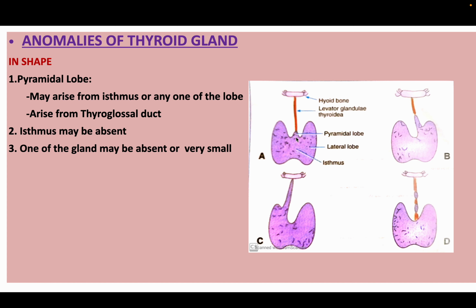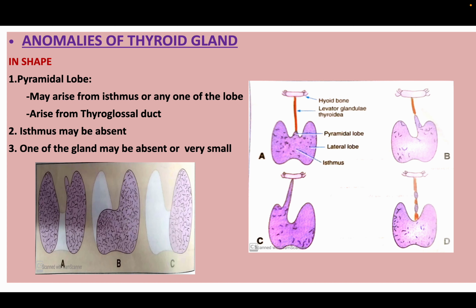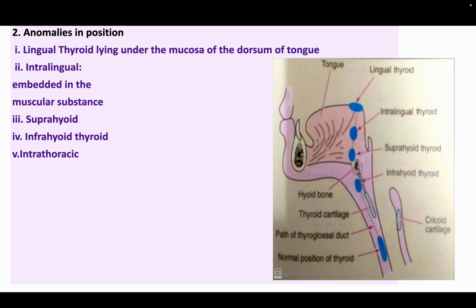This is the pyramidal lobe. Then the isthmus may be absent. I will show you the next diagram. One of the lobes may be absent or very small. You can see here, one half may be absent, the isthmus may be absent, a pyramidal lobe may appear. So these are the anomalies of the thyroid gland.